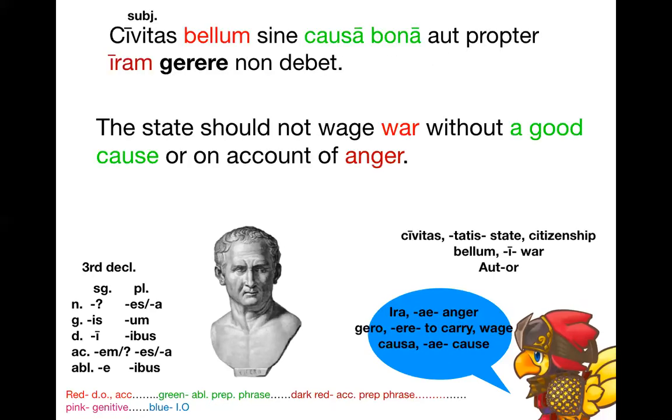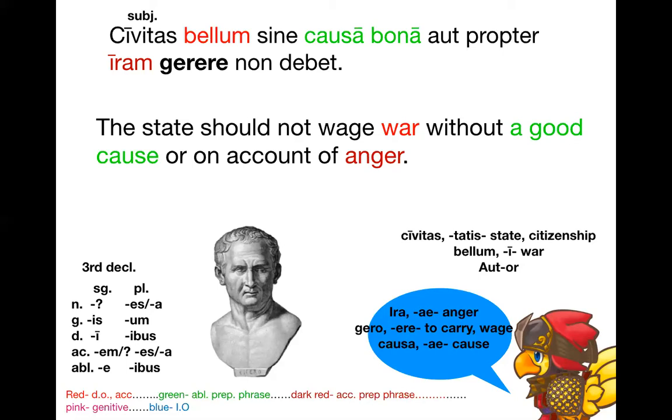Exactly. So hopefully that makes sense. We're moving a little more quickly, but it's because we're behind. But bellum here is the direct object. Once again, it doesn't make sense for it to be nominative, even though outside of the sentence that is its nominative form as well as accusative form, because we already decided that civitas is the subject first. So why would we just have two subjects right next to each other? That doesn't make any sense. Yes, the state should not wage war without a good cause or on account of anger.